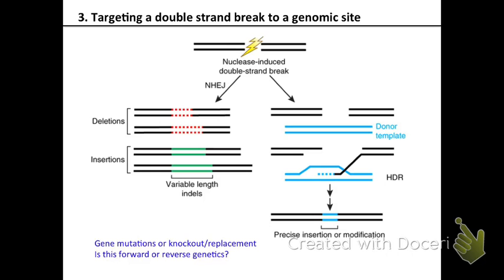All right, so we said you can make mutations or knockouts or replacements. Is this forward or reverse genetics?